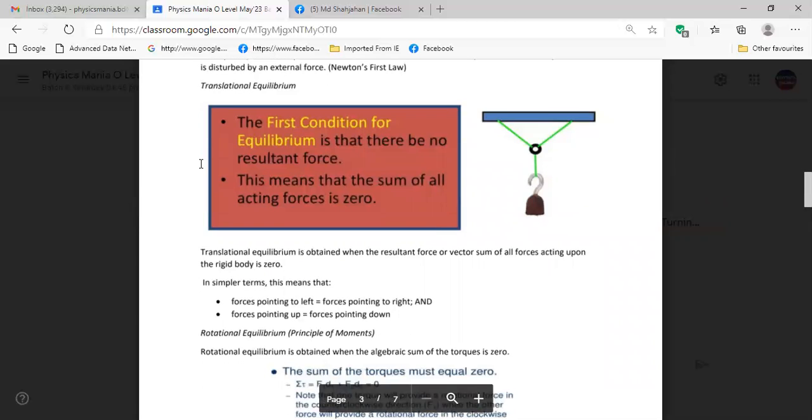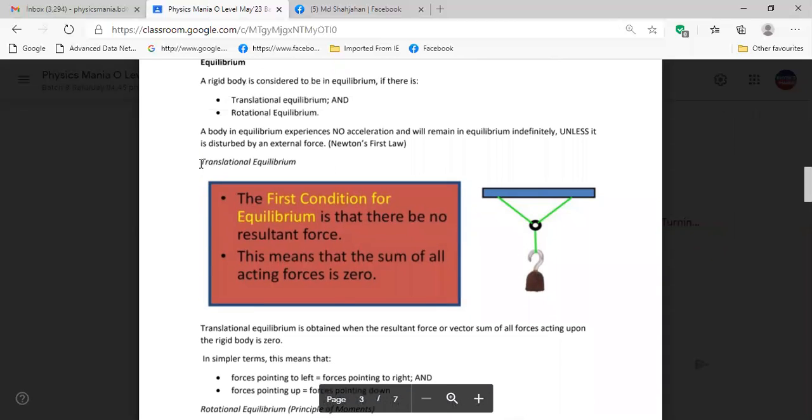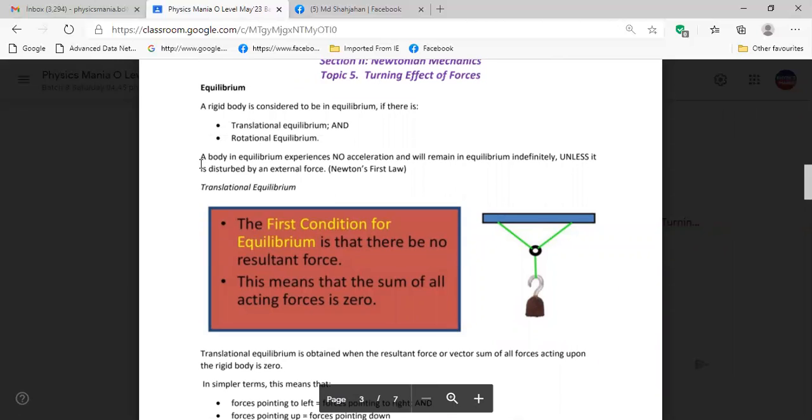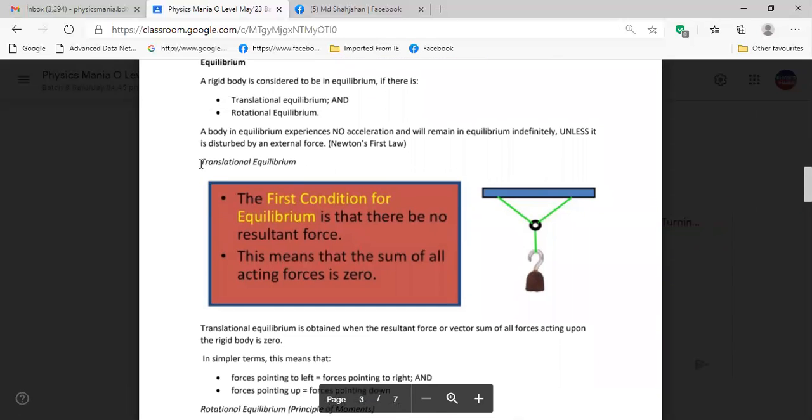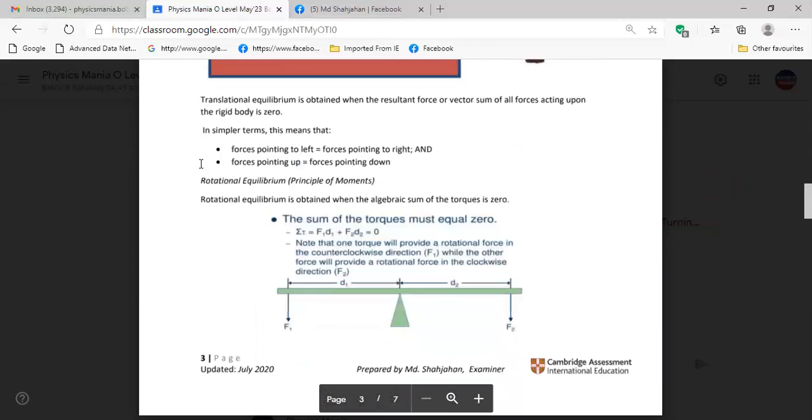Okay, so translational equilibrium is related to force. Force upwards, force downwards, force left, force right, all are equal, all are balanced. That is called translational equilibrium. Is it clear? Translational equilibrium, is it clear to you? Yes, sir. Okay, and there is another one, this is rotational equilibrium.